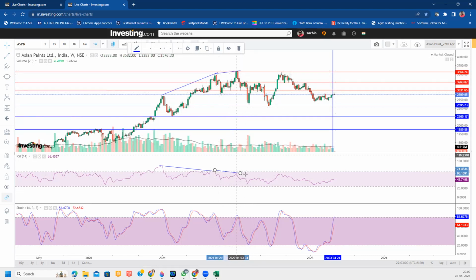Whenever one divergence is coming, this is a good opportunity for a trade. Whenever a double divergence is coming, that is an even better opportunity for trading. Because it is a bearish divergence, that means we can do short selling. Either we can do short selling, or if we have already invested in Asian Paint, this is the time to exit, either here or here, and from the previous high to the next high, the price difference is not so much.